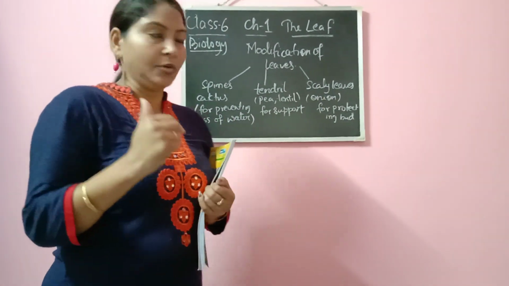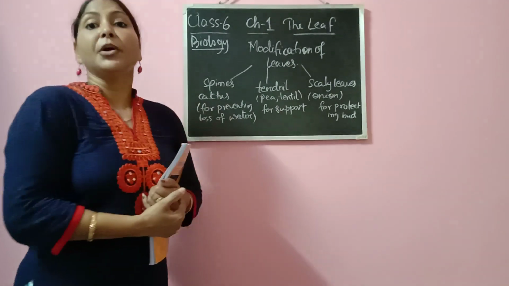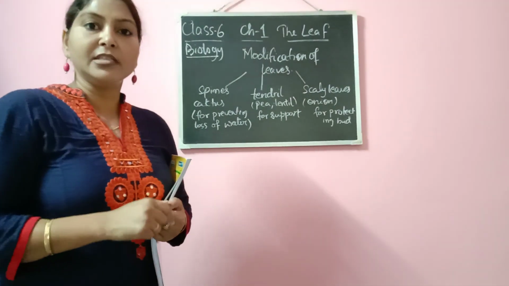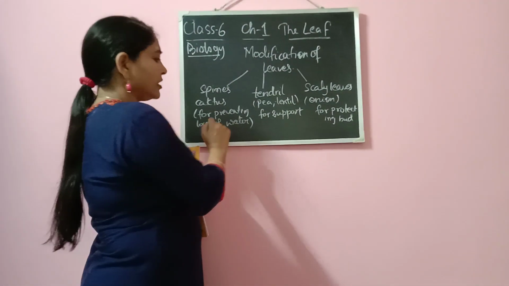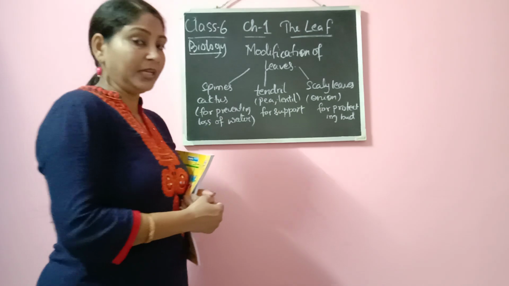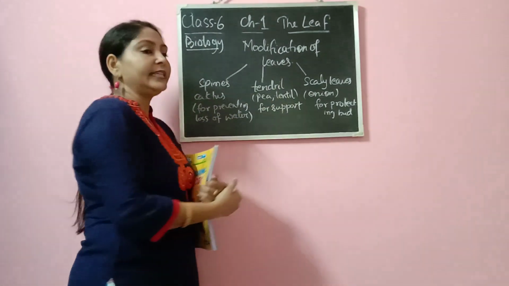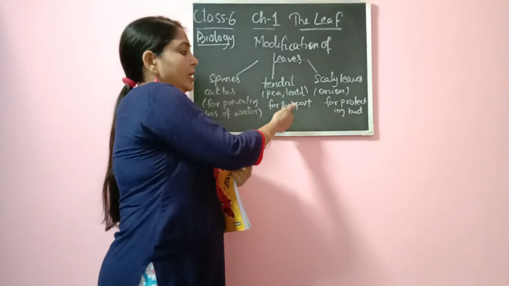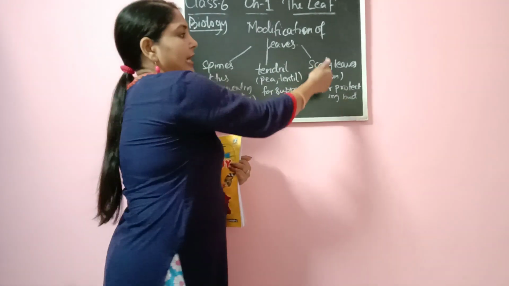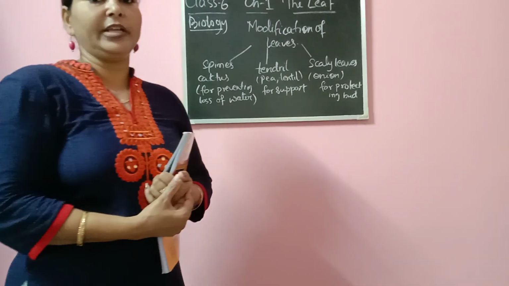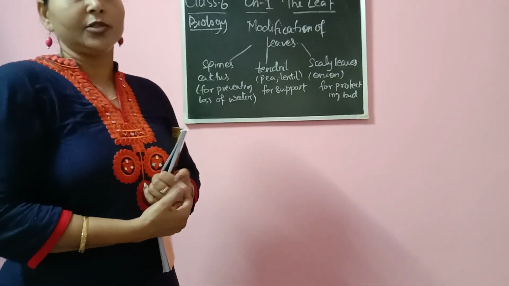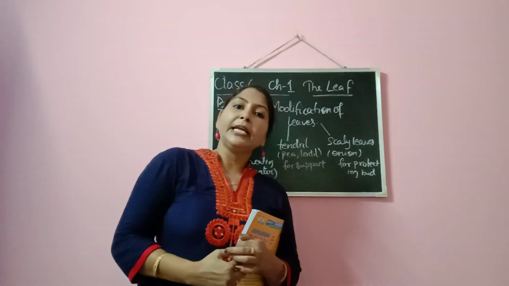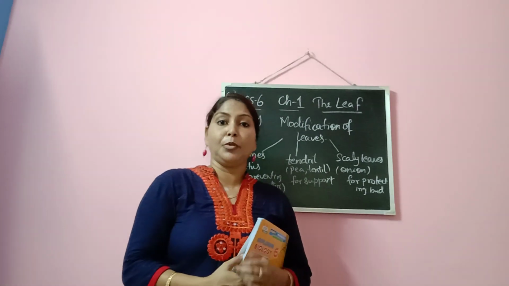So these are the different modifications of leaves. The first modification is that leaves turn into spines in order to prevent the loss of water from the plant. Then the leaves change into tendrils to give support to the plant. And the third modification of leaf is the scaly leaf structure, so that it can protect the bud inside the plant. Now next we move on to vegetative propagation.